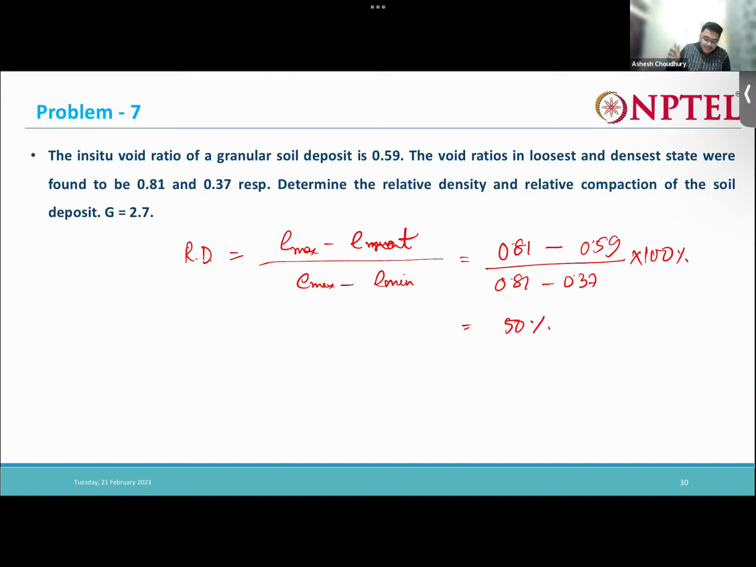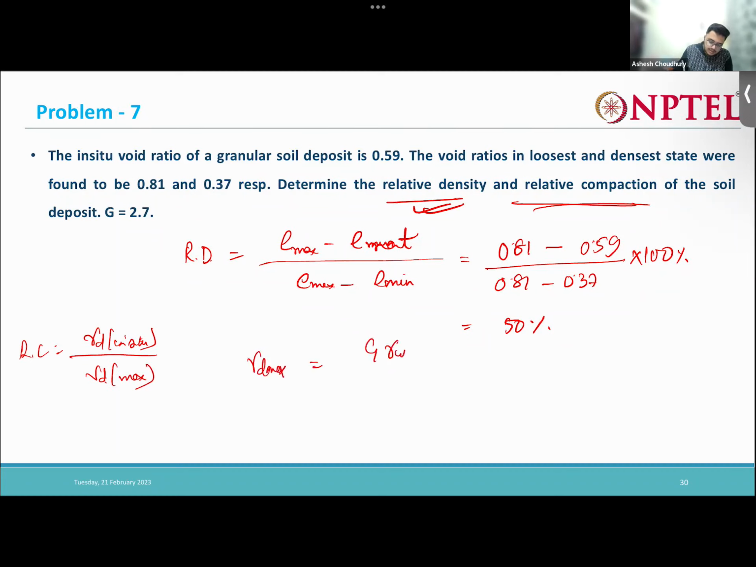Now, relative density you already found out. Now you have to find out the relative compaction. What is relative compaction? Relative compaction is nothing but gamma d in situ by gamma d max. So what is my gamma d max? When the void ratio is minimum, only then my density will be maximum, e min. So using this, you can find out the maximum density.